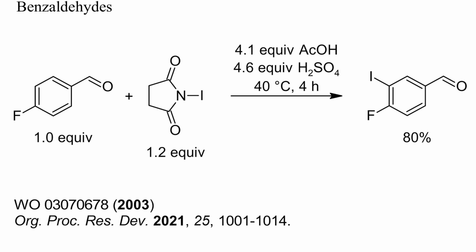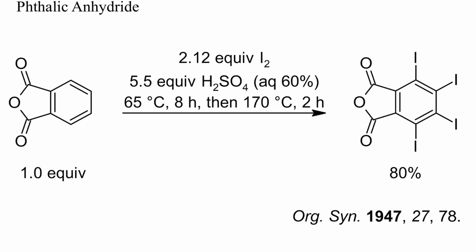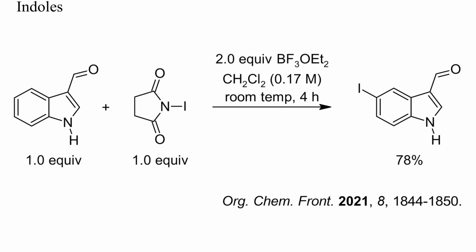No oxidation of the formyl group occurred here, but this was a potential side reaction. Strong heating to 170 degrees Celsius of phthalic anhydride with 2 equivalents of iodine and sulfuric acid led to exhaustive iodination. The required additional oxidant must have been the sulfuric acid. Let's check some heteroarene iodinations.